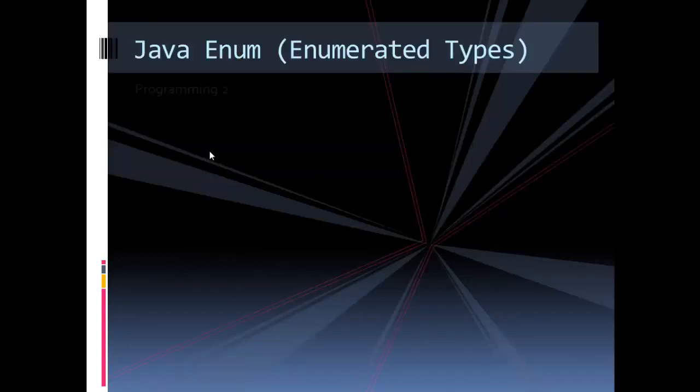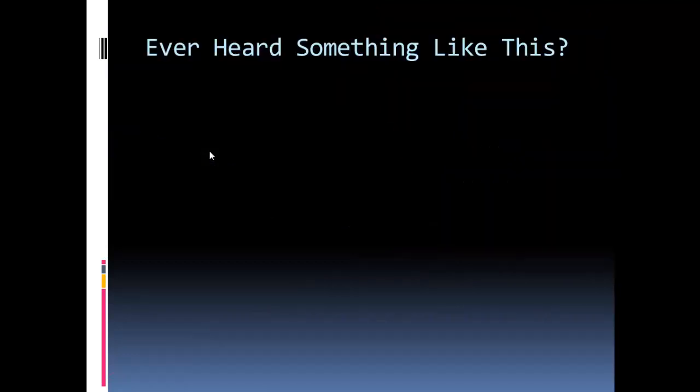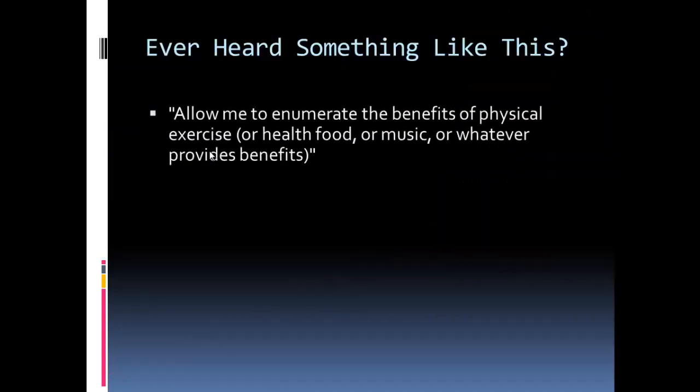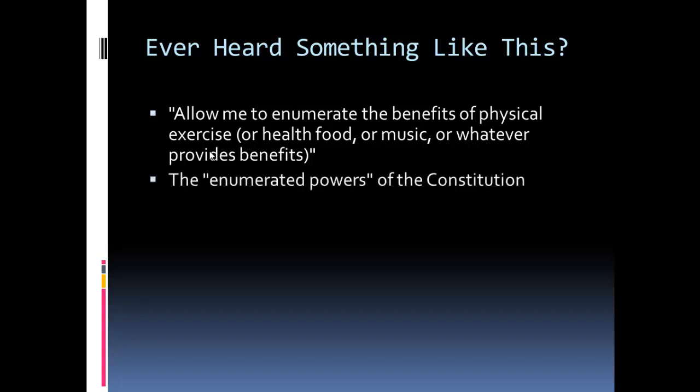Okay, so let's talk a little bit about Java's enumerated types. Okay, you might have heard some expression like this. Someone's enumerating the benefits of this or that, in which case they're going to be spelling out a list. You might have the enumerated powers of the Constitution, and that's a very common thing you might have in a government class. For example, Congress has enumerated powers. It spells out all the powers that Congress has.